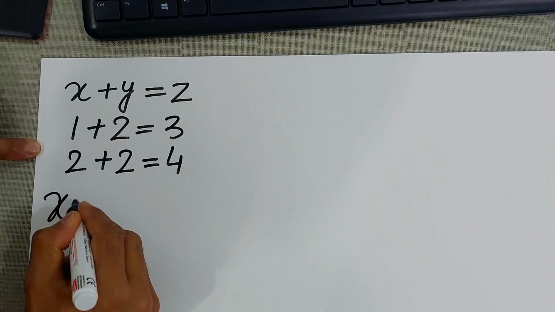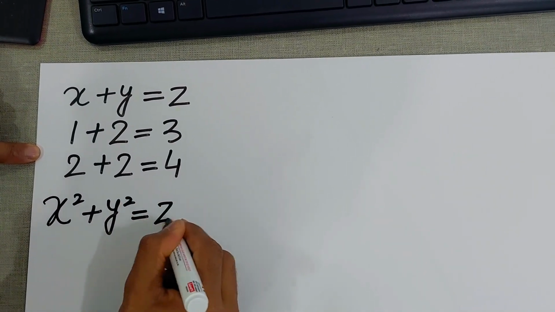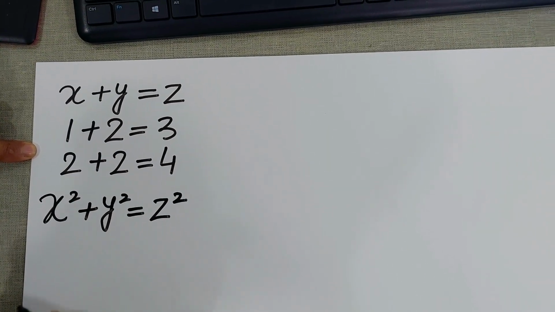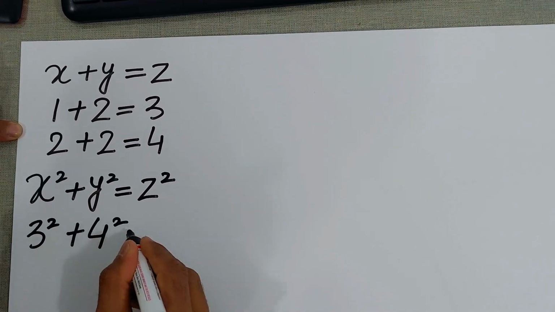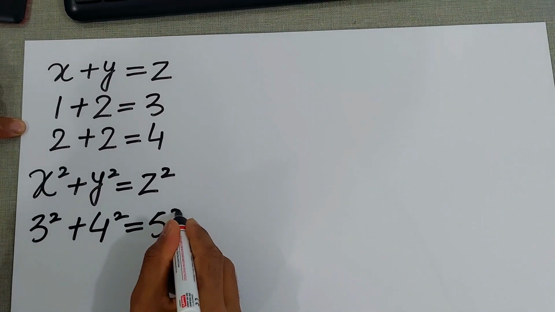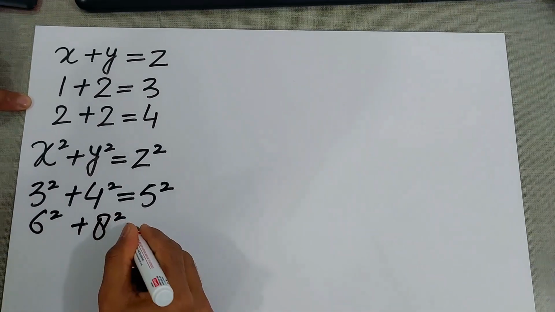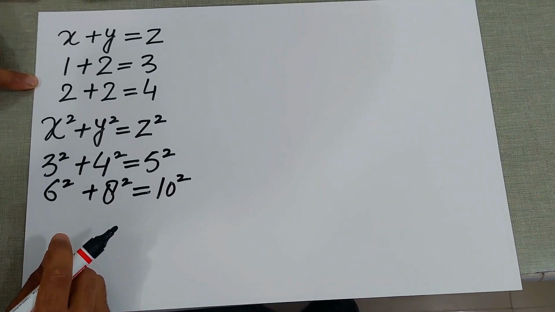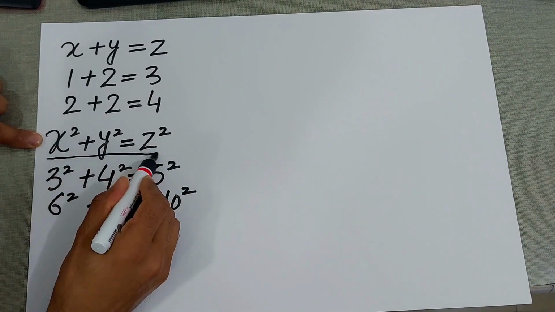If I write x square plus y square is equal to z square, and I ask you to give me some solutions for this equation, obviously 3 square plus 4 square is equal to 5 square, or 6 square plus 8 square is equal to 10 square. In fact, there are infinitely many solutions to this equation. But what does this equation represent?